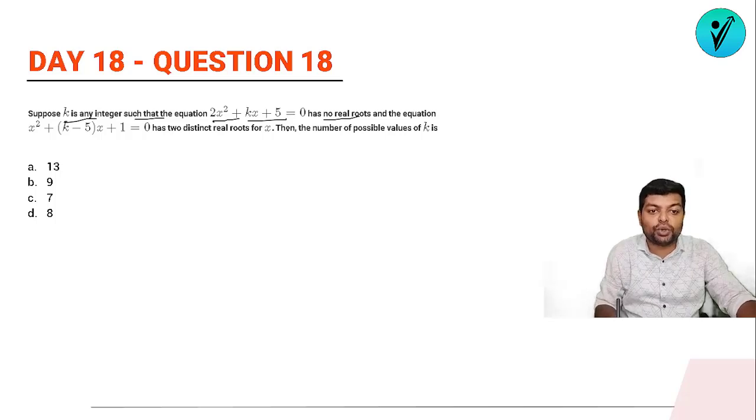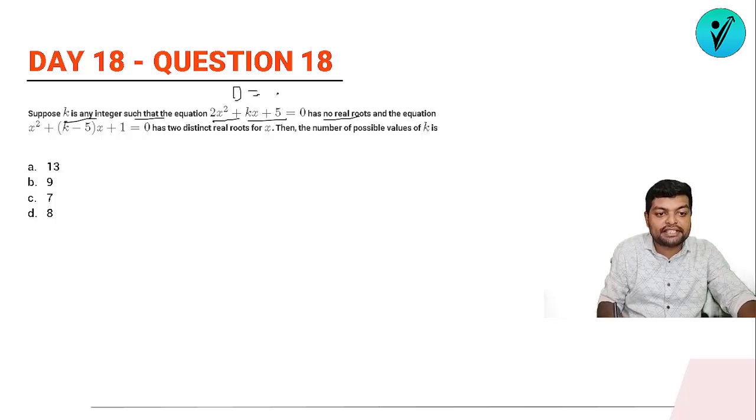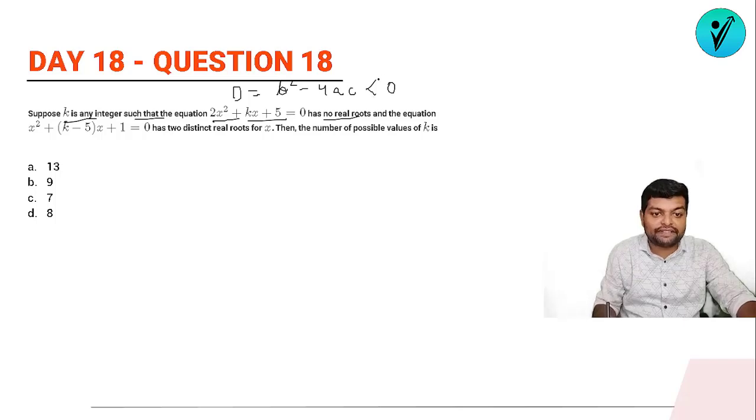If I want no real roots, then my discriminant, what is the discriminant? D is b square minus 4ac. So this value has to be negative, or we can say that this value should be less than 0. So also we can say that b square should be less than 4 times of ac.